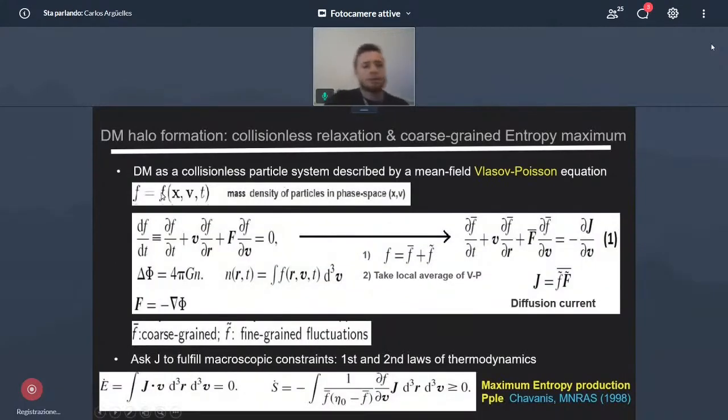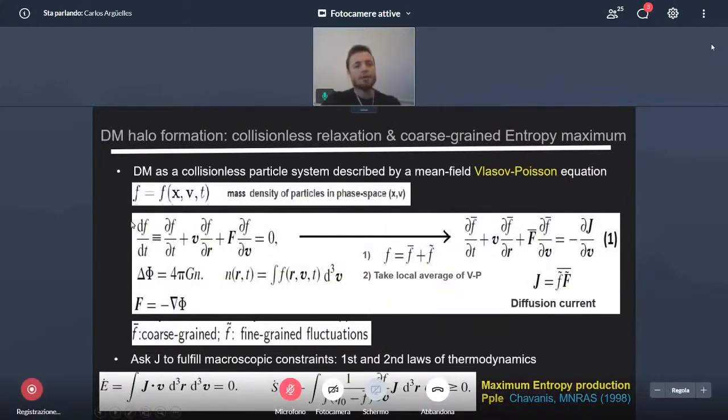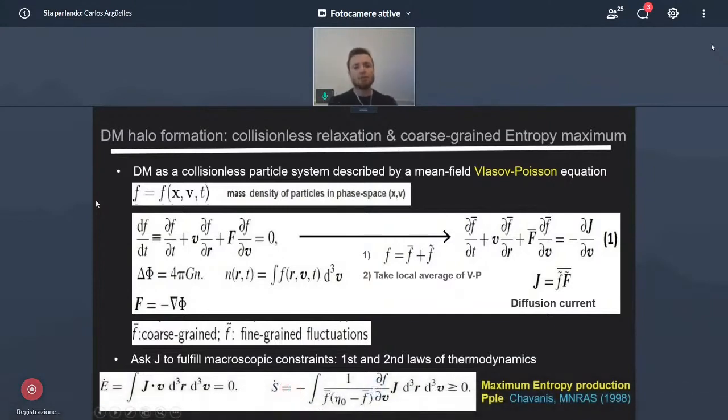Okay, so let's start with the dark matter halo formation in terms of collisionless relaxation. We think of dark matter in the beginning as a collisionless particle system described by the mean-field Vlasov-Poisson equation. The equation you see here on the left is coupled to gravity, see this Poisson equation. The force is of course linked with the minus gradient of the gravitational potential, and rho is the mass density of particles in terms of the integral of the full phase space distribution function, which also depends on time.